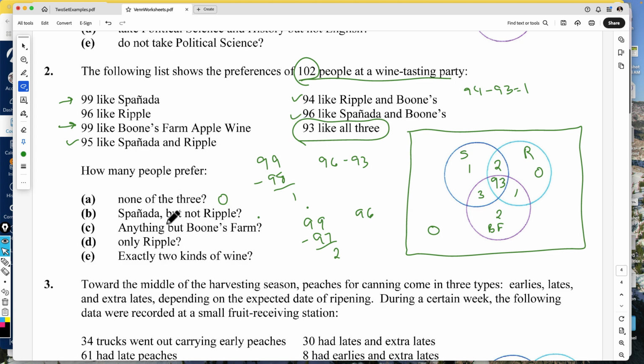How many prefer Spinata but not Ripple? Spinata but not Ripple. Good, it's these. So these 2 are in this 1 and the 3, but not the overlap. So there's 4. We did have to do a calculation, but it was easier to do than trying to figure it out.